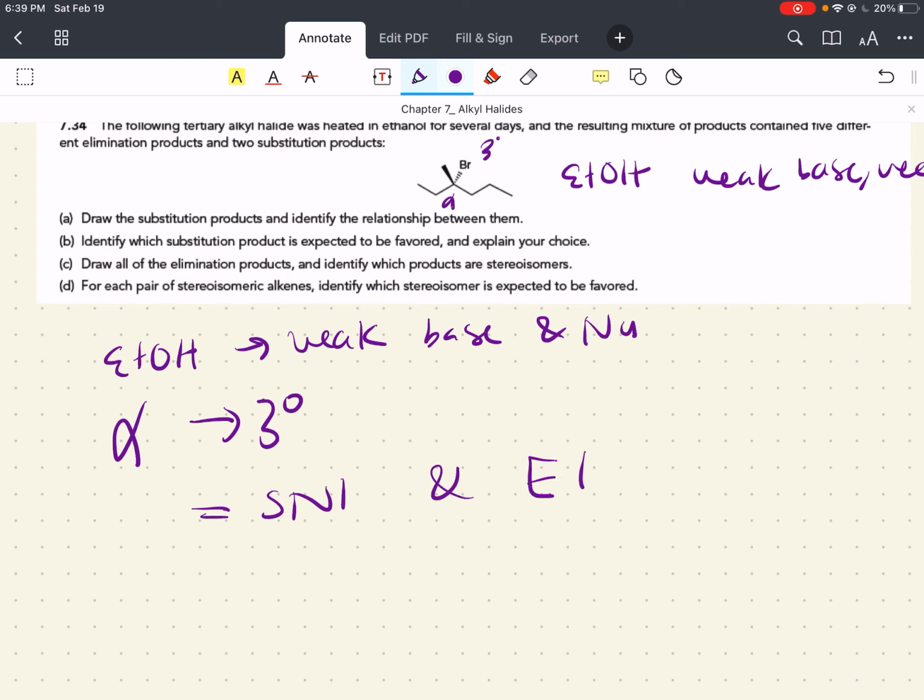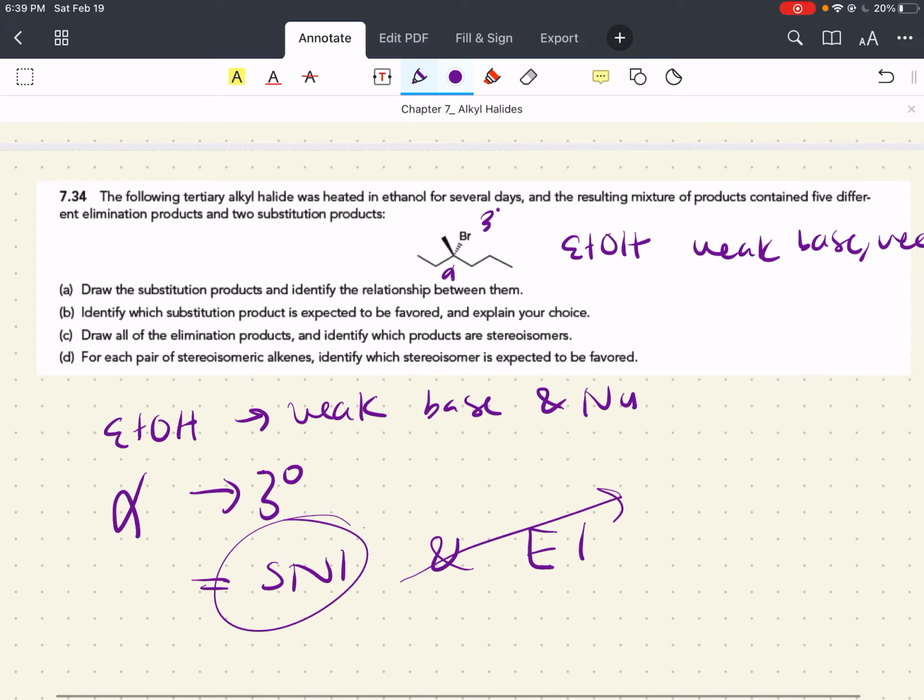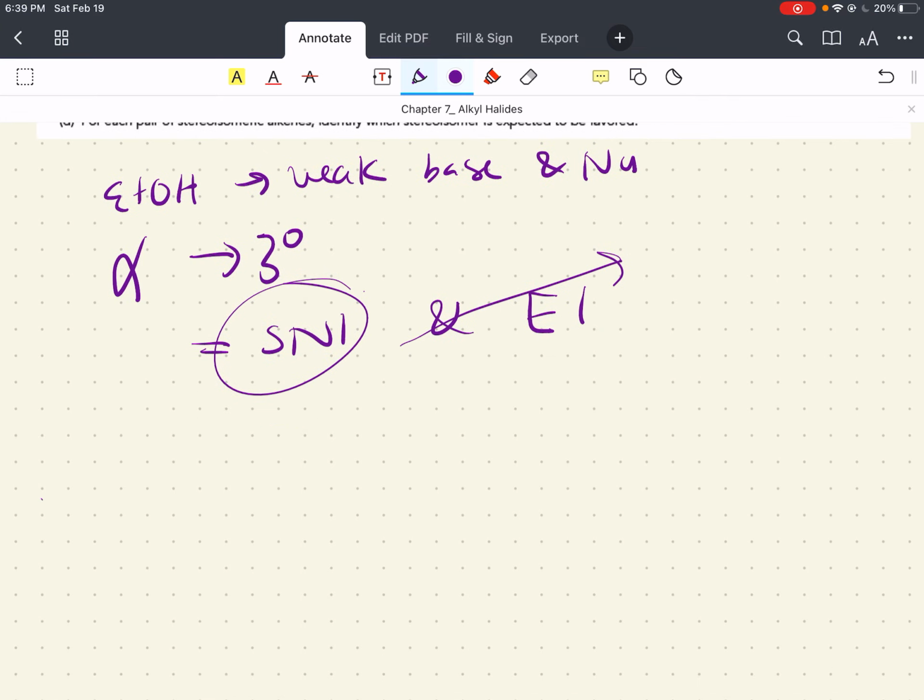Now, we haven't covered E1. Don't worry, we'll get back to these problems to do the E1 products. We're just going to focus on our SN1 products here. And we're going to go ahead and try to draw this reaction right here.